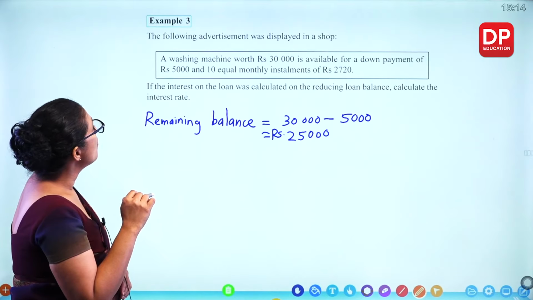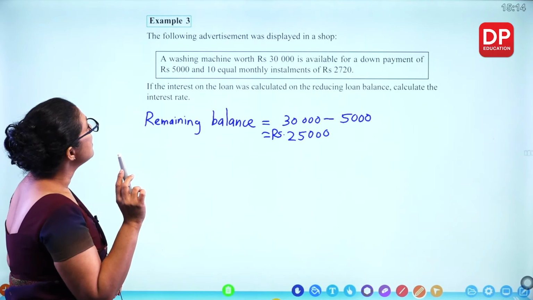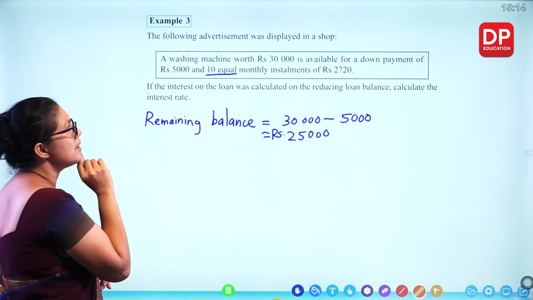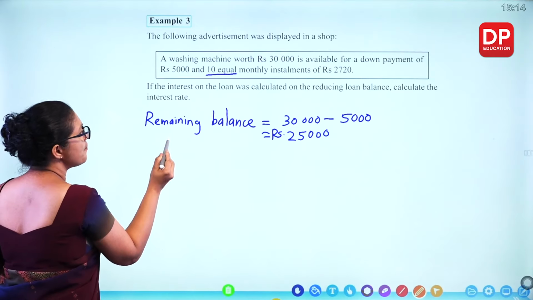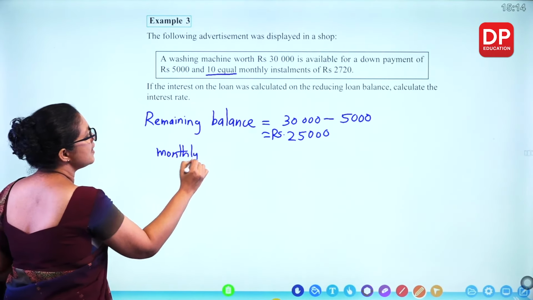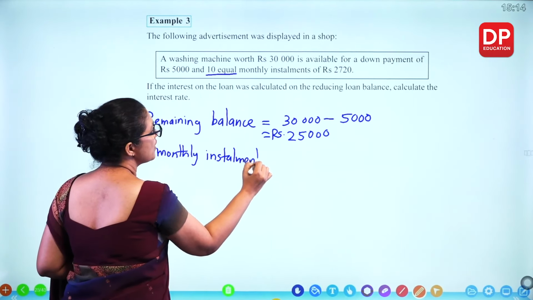Now, what's the monthly installment? 10 equal months are given. So, monthly installment without interest.